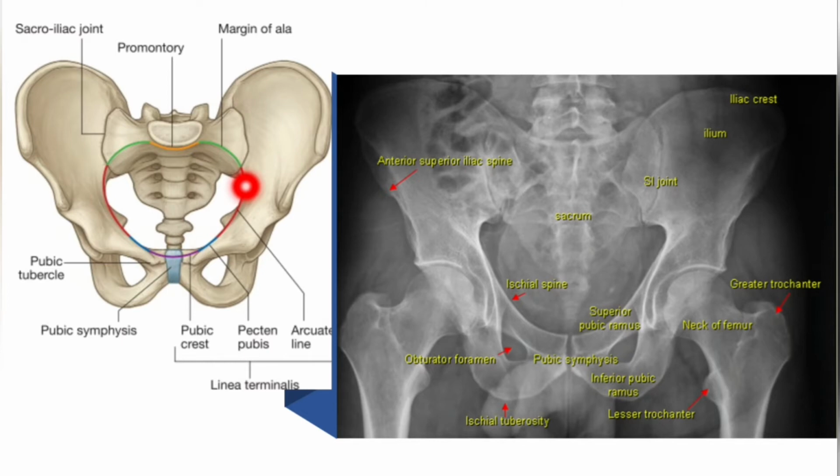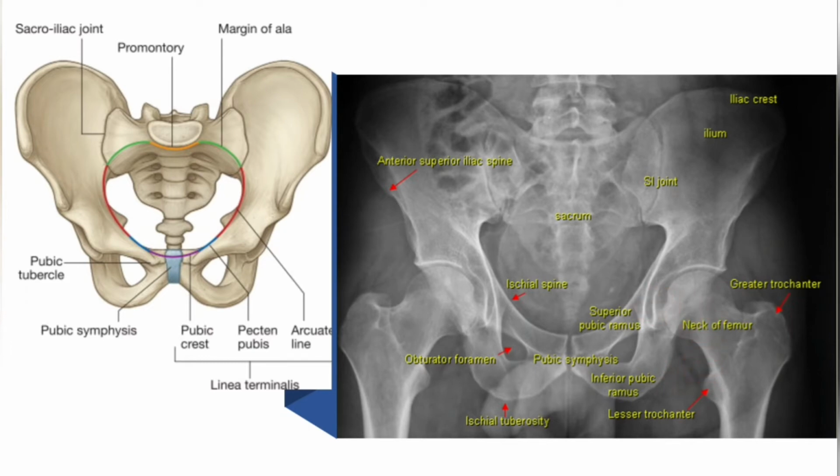Okay, I will tell you more about this in the next slides, but here you can see the x-ray image. You can see the iliac crest, the ilium, the sacroiliac joint between the sacrum and the ilium. You can also see the pubic symphysis, obturator foramen, the ischial spine is here, the anterior superior iliac spine is here. Other labeled features like greater trochanter, lesser trochanter, we'll talk more about them later in the next video.